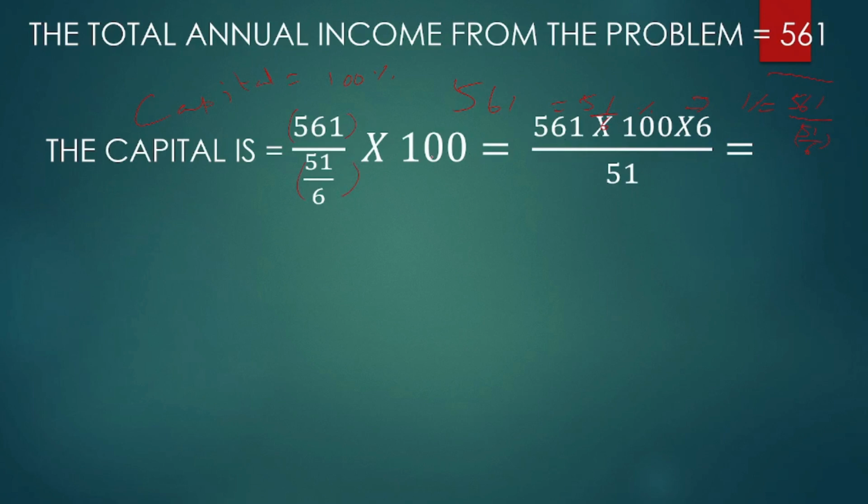That's why 561 by 51 by 6 into 100. Here the denominator fraction is reversed, 6 by 51. So now cancellation: 51 ones are 51, 51 ones are 51, 11 remains. So 11 into 6 is 66. 66 into 100 is 6,600. So our answer is capital is 6,600 rupees.